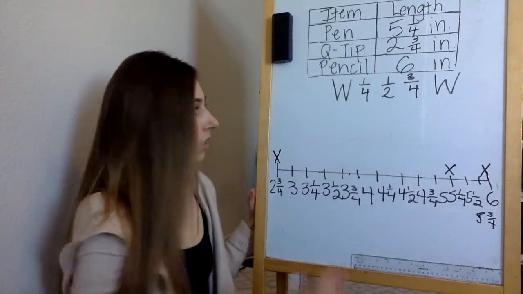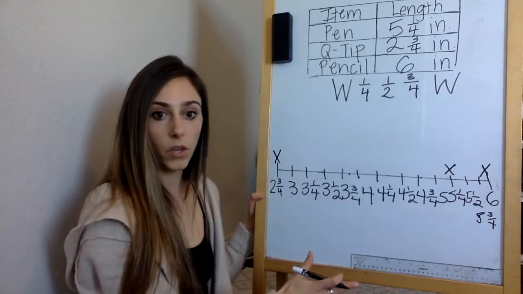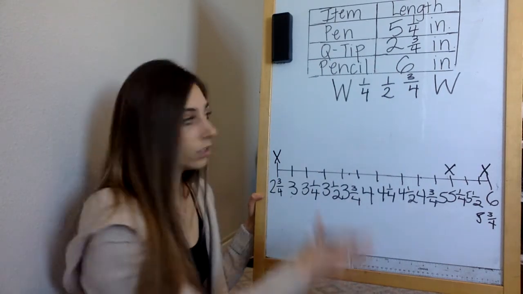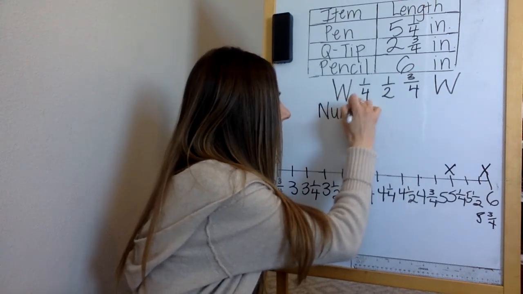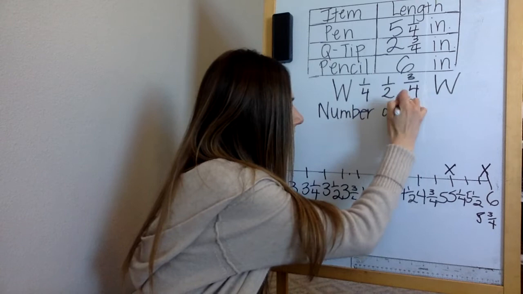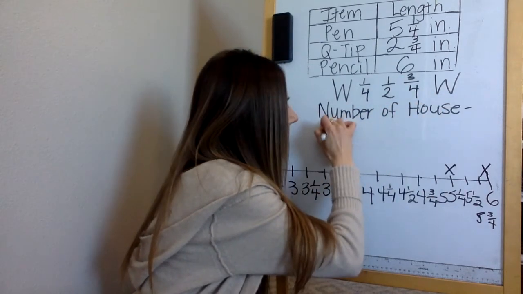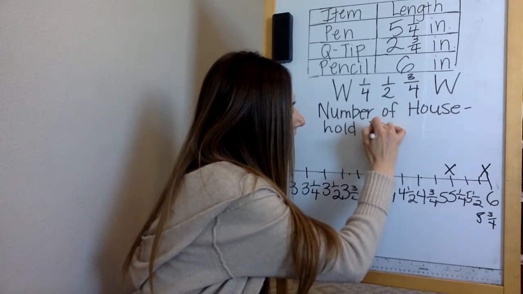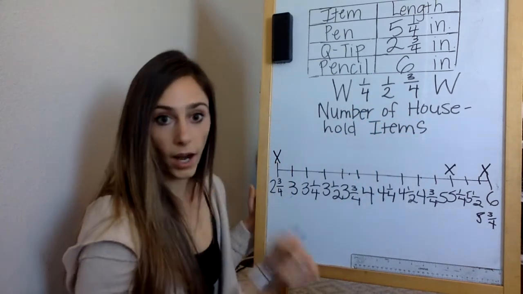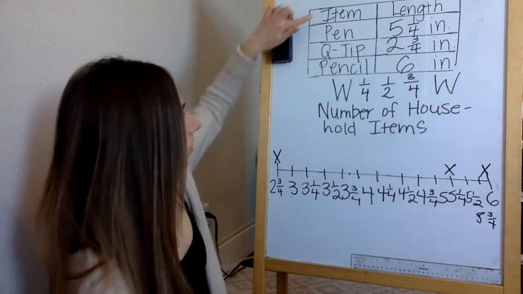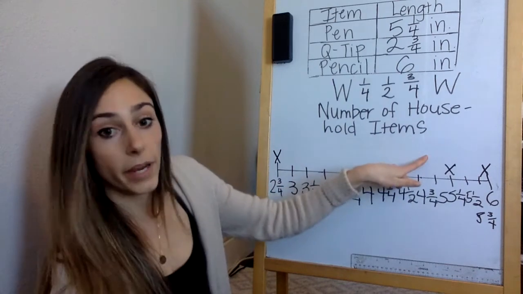Okay. So the next thing that we have to do before we are complete with this whole thing is I want to make sure that you write your title. So your title is going to be number of household items. Okay? Why? Because that's what we're measuring. Our items, the number of household items, those represent my X's.